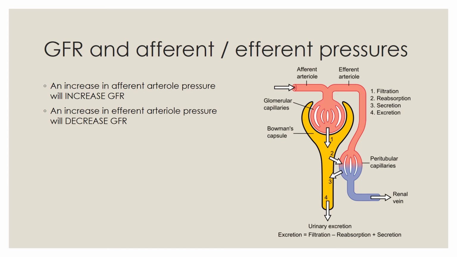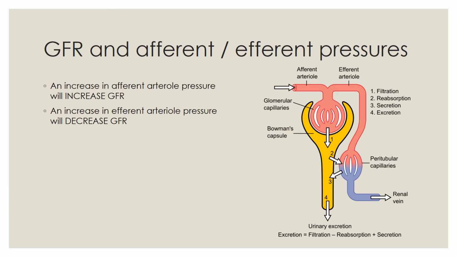Okay, our last question talks about GFR and the pressures in the afferent and efferent arterioles. With an increase in pressure in the afferent arteriole, this is the arteriole leading into the glomerulus, higher pressures will increase GFR. And this really is a question about plumbing. So higher pressure in this side will force more flow into the glomerulus.